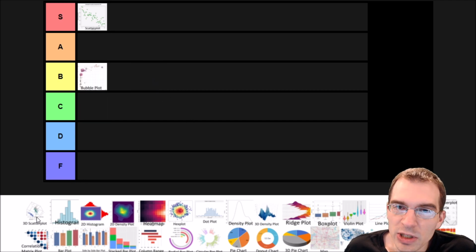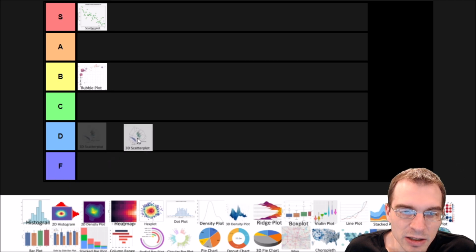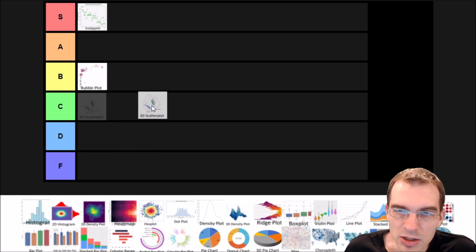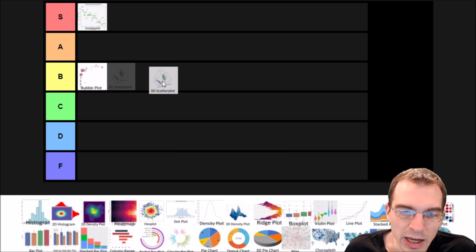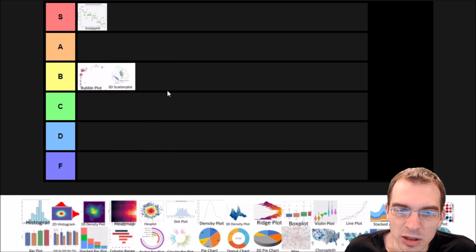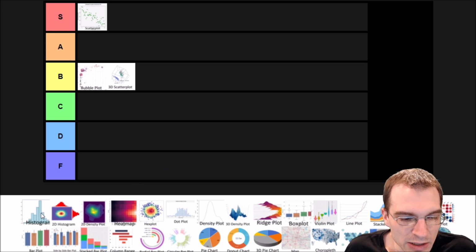And then we have a 3D scatter plot. We're basically adding another dimension to it. Now, this really depends on if the graph is interactive or not. If it's not, it's like an F tier. But assuming it is interactive, I'm going to put this also at a B tier. It can be a useful way to look at 3D information if you have that interactivity and can swivel it around.